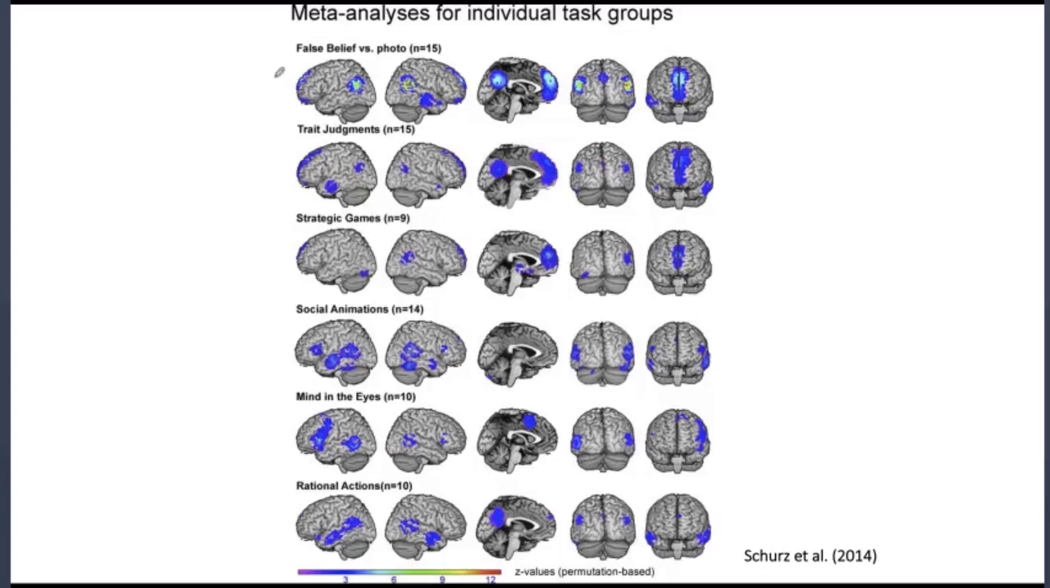And if I bring you all the other types of social cognition tasks, the first one is the Anne and Sally task. This is what we call the false belief task. We discussed trait judgment before. There are some strategic games where you are interacting with another person.